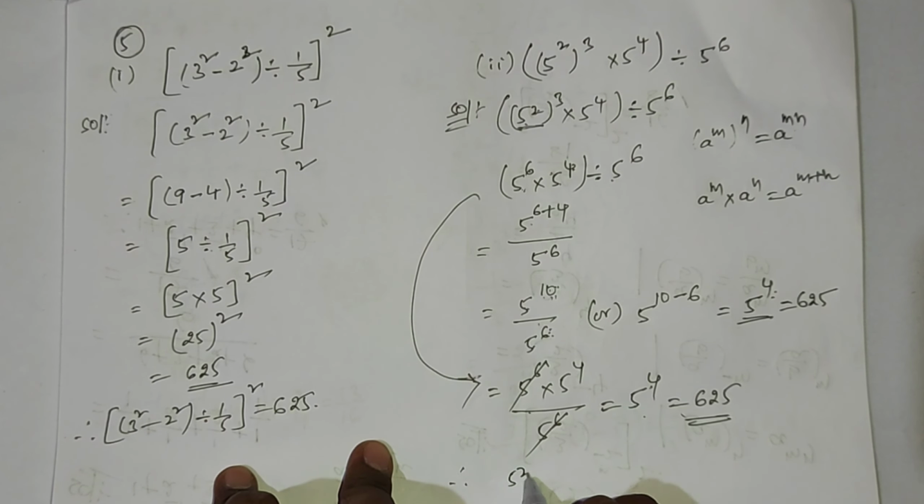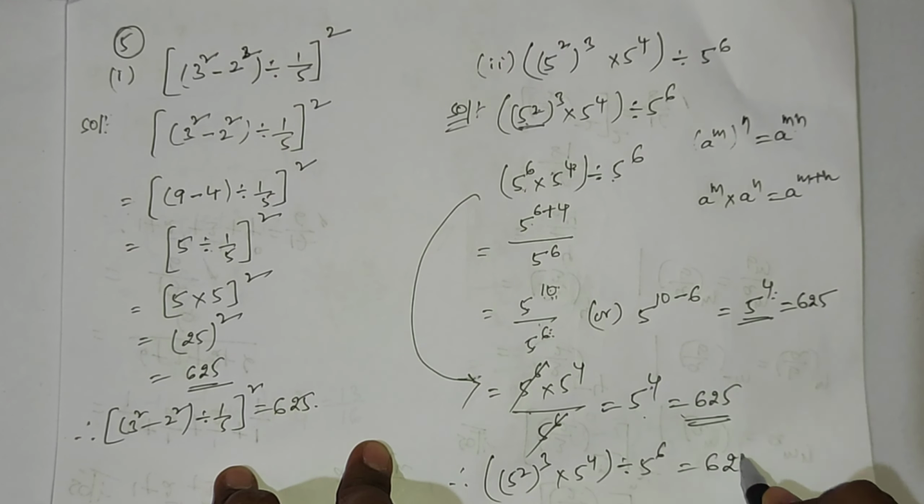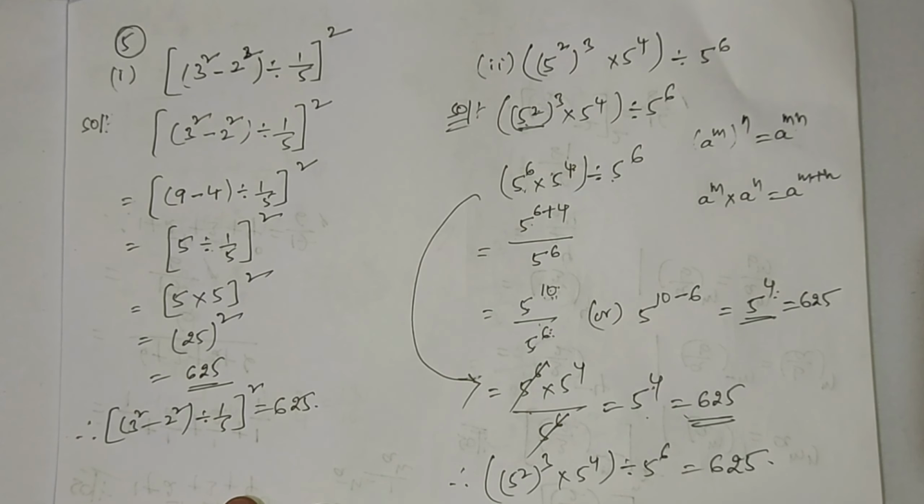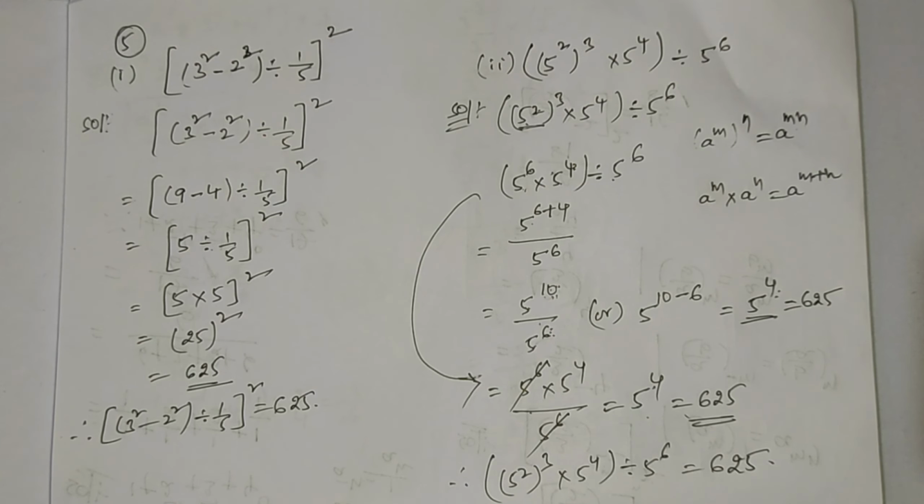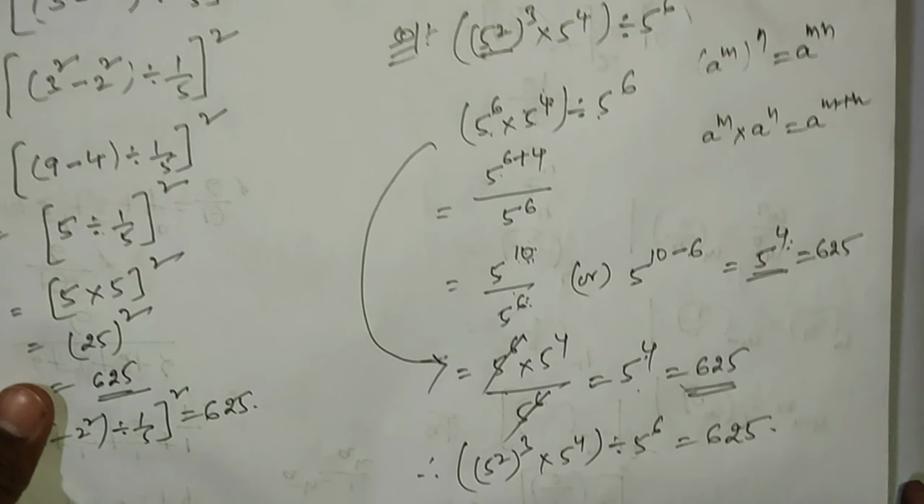Therefore (5²)³ × 5⁴ ÷ 5⁶ is equal to 625. Yes, is it clear? This is about the 5th question. Next, the 6th question.